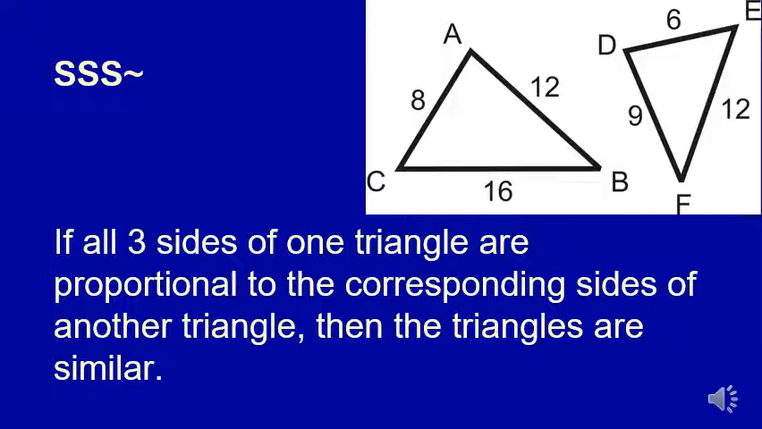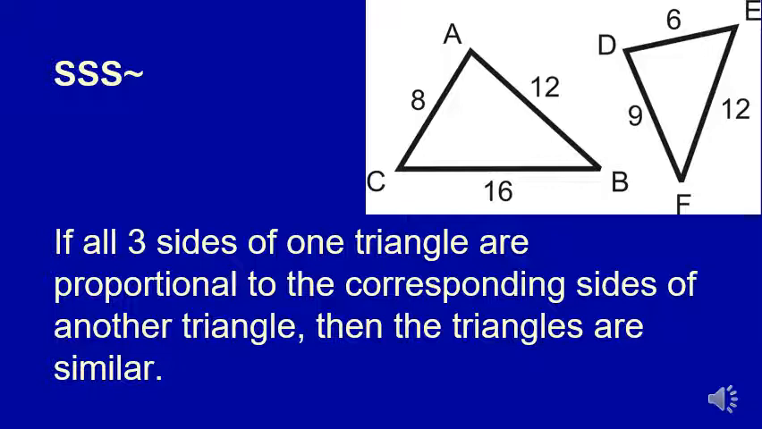The thing you have to be careful of when you're looking at this is you have to match up small with small, medium with medium, large with large. So here, I would look at, for instance, 8 and 6. I put those together and see what I get. Then I would look at 12 and 9. And finally, I'd look at the biggest side of each of those, 16 and 12.